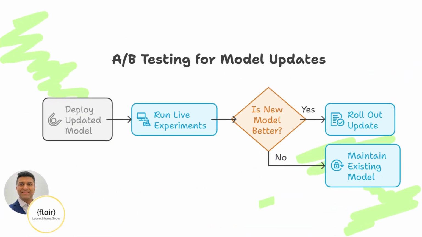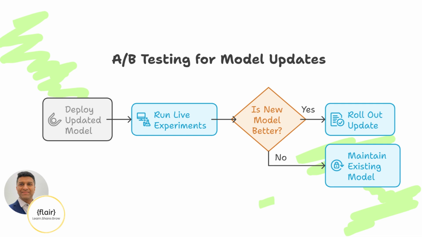A/B testing is a big one. So it's not just about testing the new model before deploying it. You are constantly running live experiments to see which version of the model performs best. You deploy the updated model alongside the existing one and route a small percentage of traffic to the new version. You are running a side by side comparison in real time. Track the metrics and decide if it's time to roll out the update to everyone.